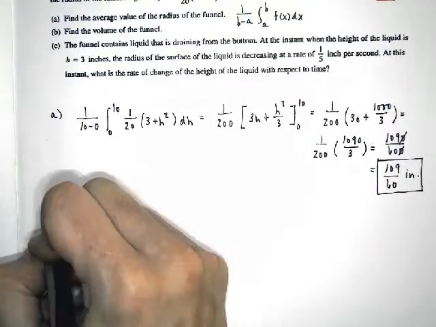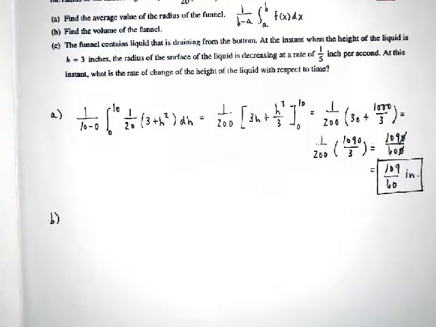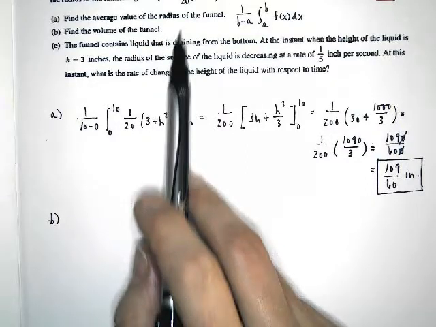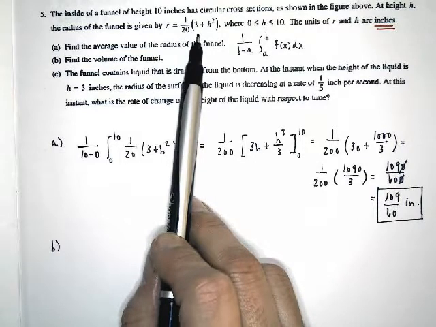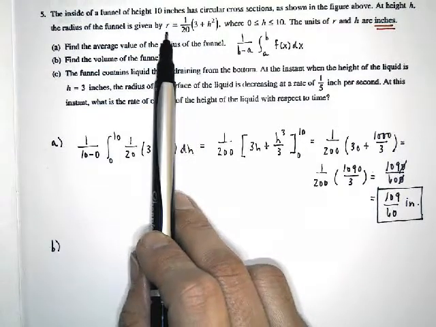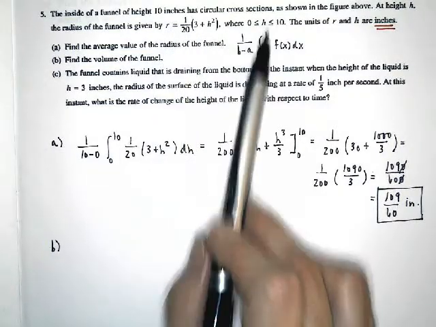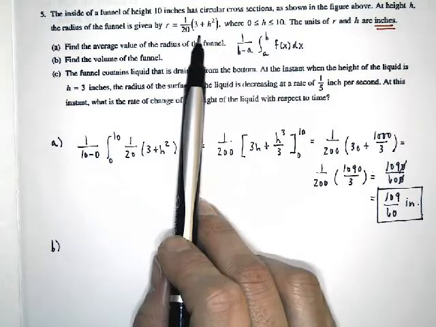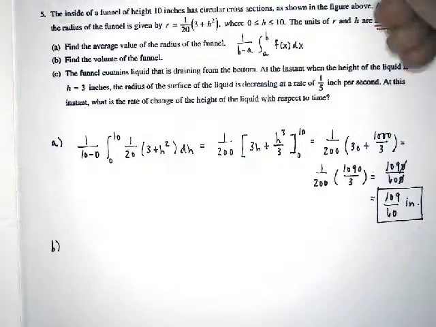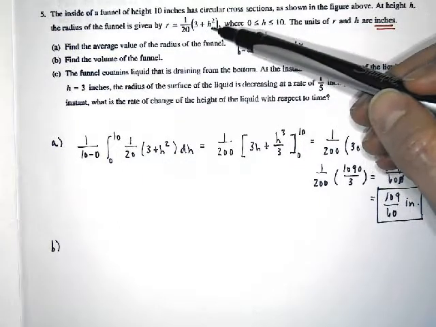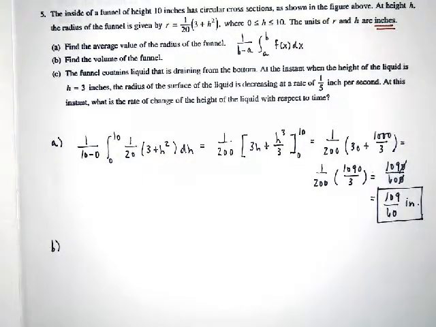Okay, part B. We're going to find the volume of the funnel. Okay, well, we're already told what the radius of that funnel is. So I know I just have to do pi times the integral from 0 to 10 of my function. Now notice my y-axis really, right, is my h-axis. Since my function is already in terms of h, I don't need to worry about doing any rearranging.